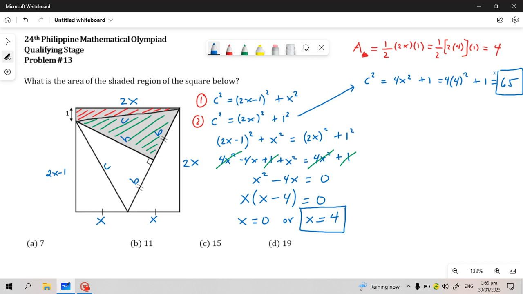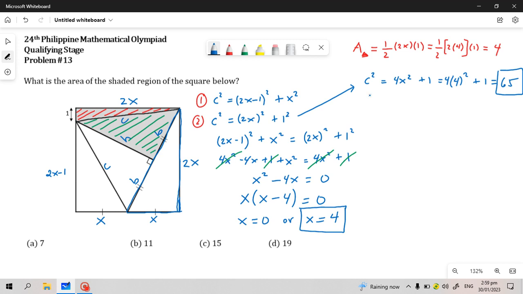Now, how can we find the value of b and h? Let's start with b. Focus on this triangle here. This is another right triangle in the figure. We can create another equation here using the Pythagorean theorem, just like what we did in the previous part of the solution.